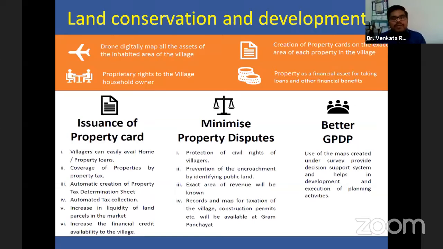The own source revenue also can be rethought, and minimizing property disputes is also happening, protecting the civil rights in the villages. The encroachment issues, which cause a lot of disputes, are also going to get solutions.